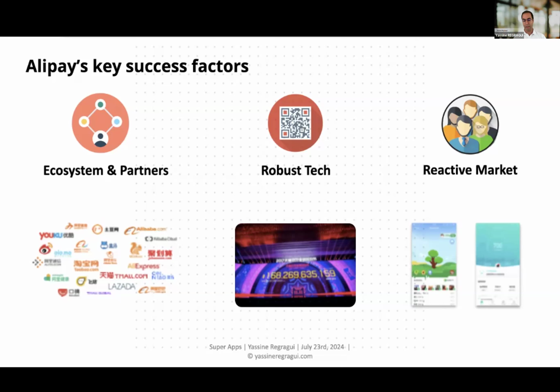They also have robust tech. Their technology is quite strong. They can handle over 300,000 transactions per second, and it's one of the biggest strengths. It's mainly based on data. So data is key when talking about super apps.